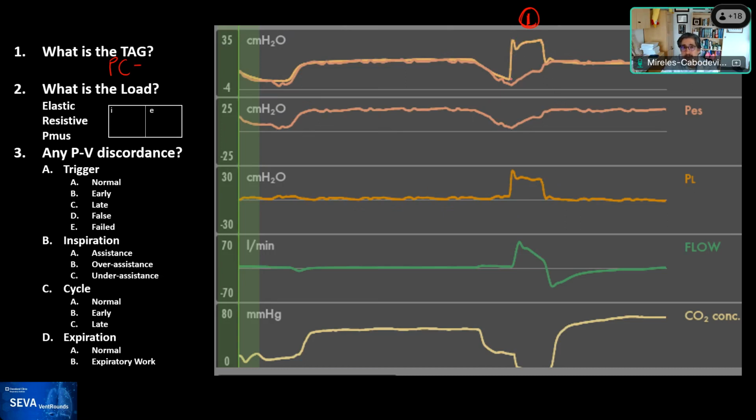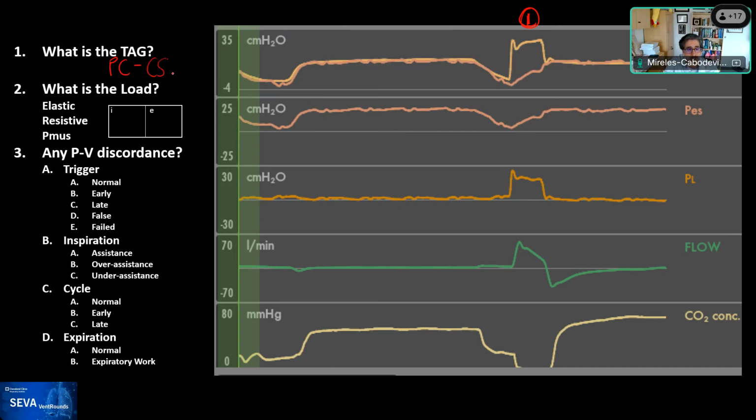Now, with the information I'm giving you here, it's hard for you to come to terms with whether this is a mandatory breath. I mean, it's definitely triggered by the ventilator, but we don't know what's cycling it. It could be time or it could be flow. With one single breath, it would be hard and we would spend a large amount of time trying to come to terms with it.